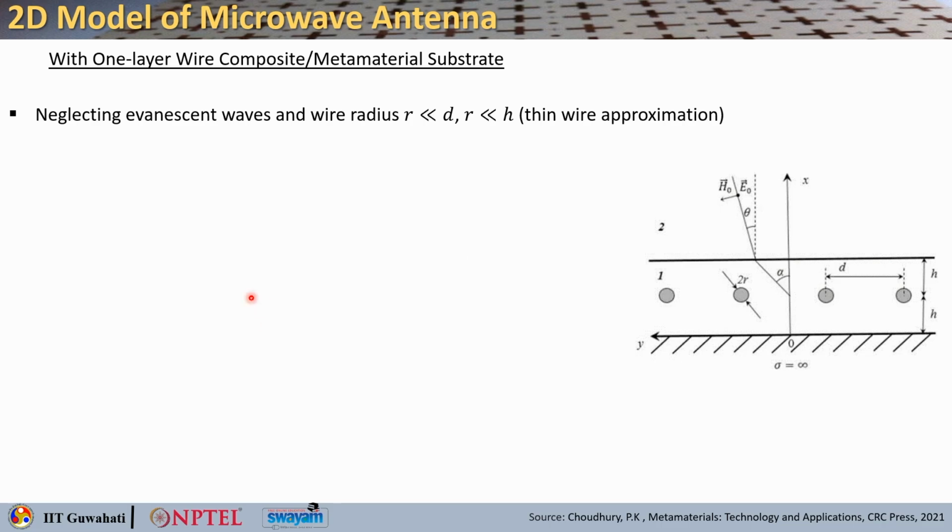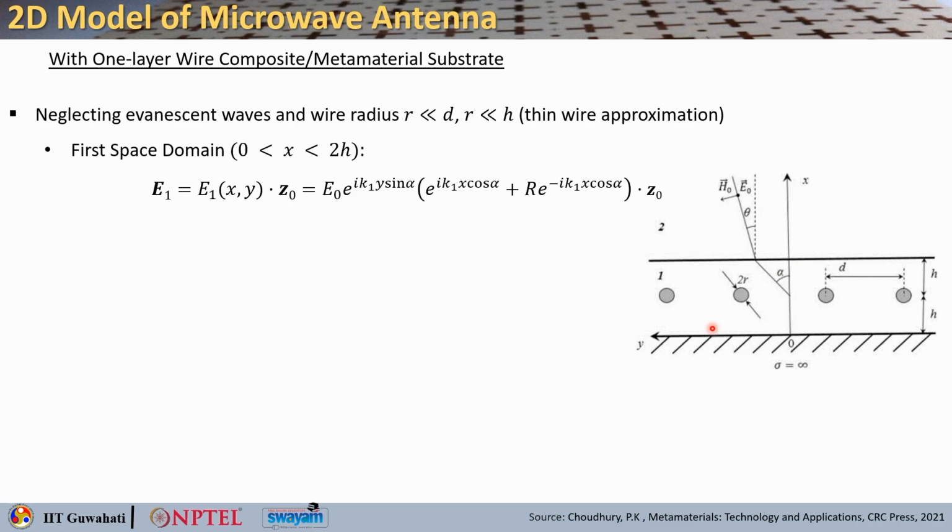So, if you also neglect the evanescent waves and you consider the wire radius to be much smaller compared to the periodicity of the wires and also the thickness of the substrate, that means you are basically working in the thin wire approximation. You can safely write that in the first region, that is the first space domain 1, where x is between 0 and 2h, you can write E1 as E1(x,y) times z naught.